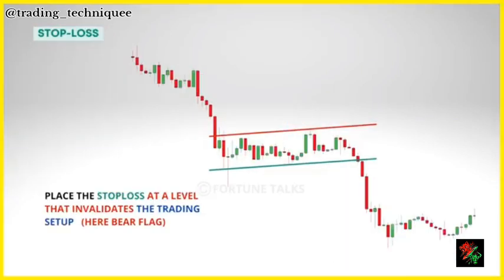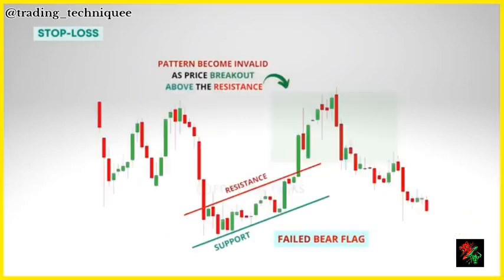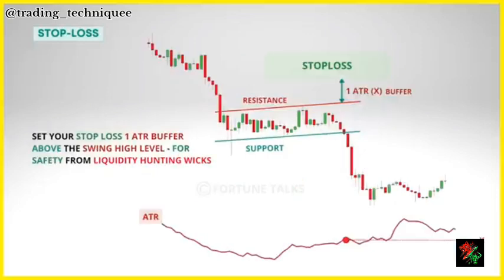When it comes to protecting your positions, you can place your stop loss at a level that invalidates your trading setup. So a bear flag pattern becomes invalid if the price breaks above the resistance trend line. With that idea in mind, you have to keep the stop loss above the resistance trend line, or to be even safer, you can give the price some breathing space by keeping 1 ATR buffer above the swing high level, depending upon your risk appetite.